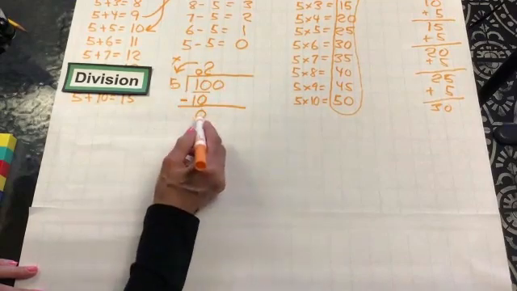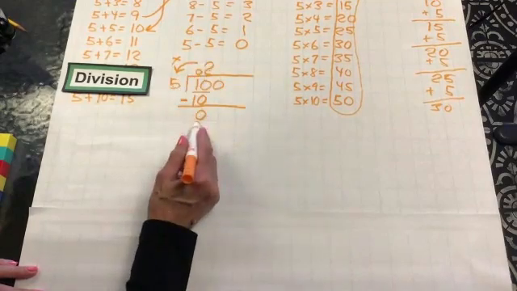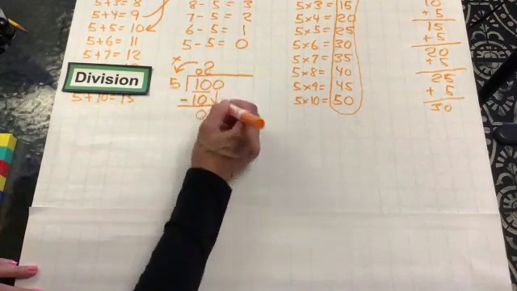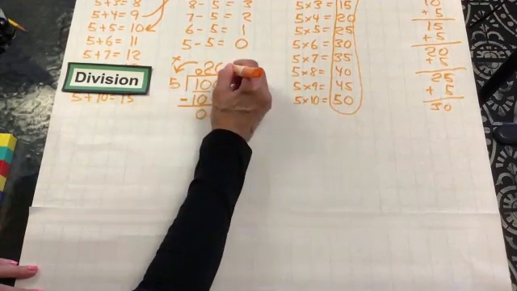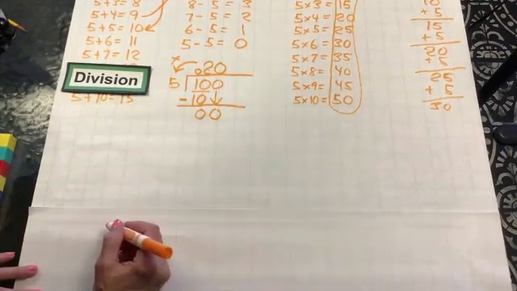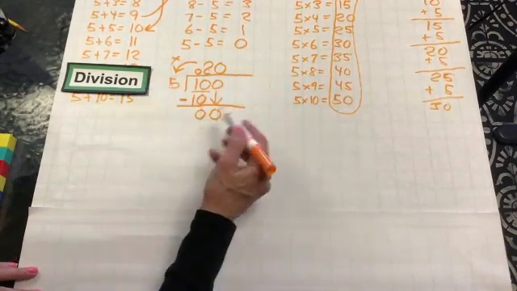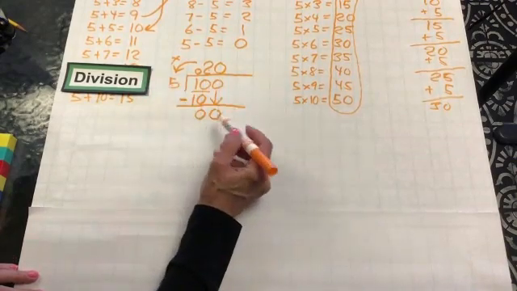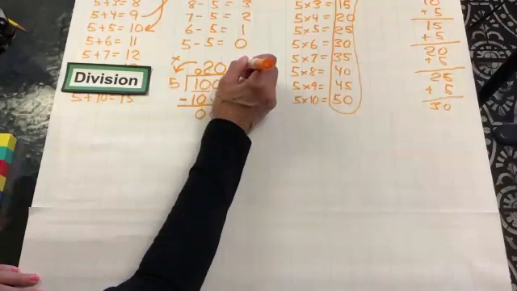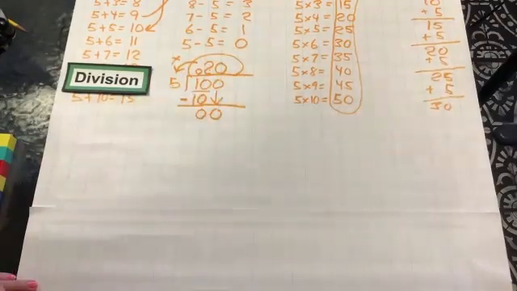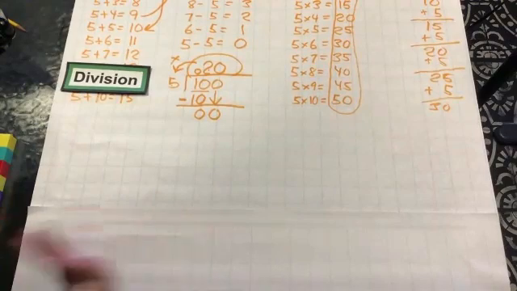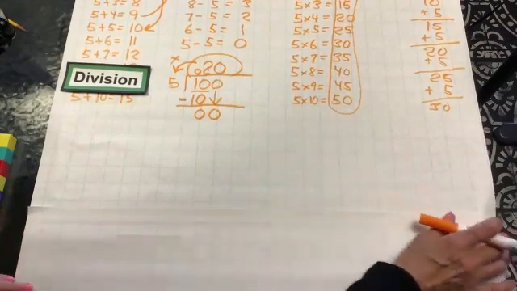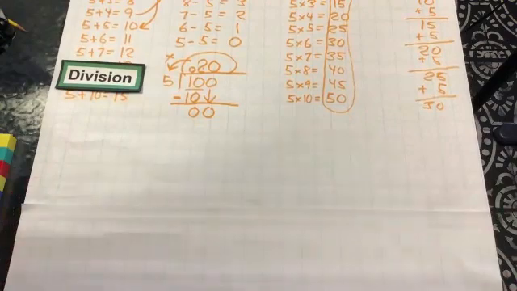So 5 doesn't go into 0. So we know that that column is done. So then we drop down the next place value, which is 0. And 5 goes into 0 0 times. And there's nothing else to drop down, and there's nothing to multiply. So that's our answer. 5 goes into 100 20 times. So we know that there's 20 nickels in a dollar. That makes sense. You know, a lot of times we have to use what we know in our head to connect the dots. So here we go, our division.